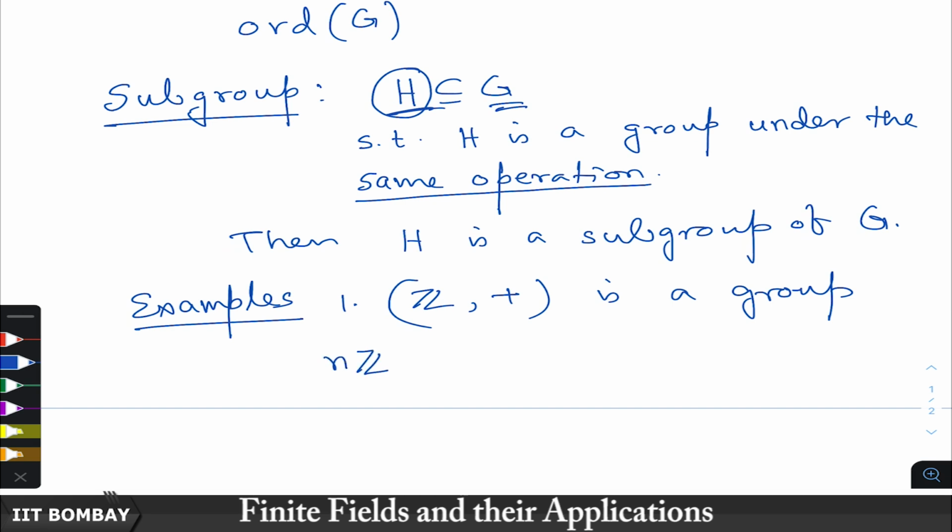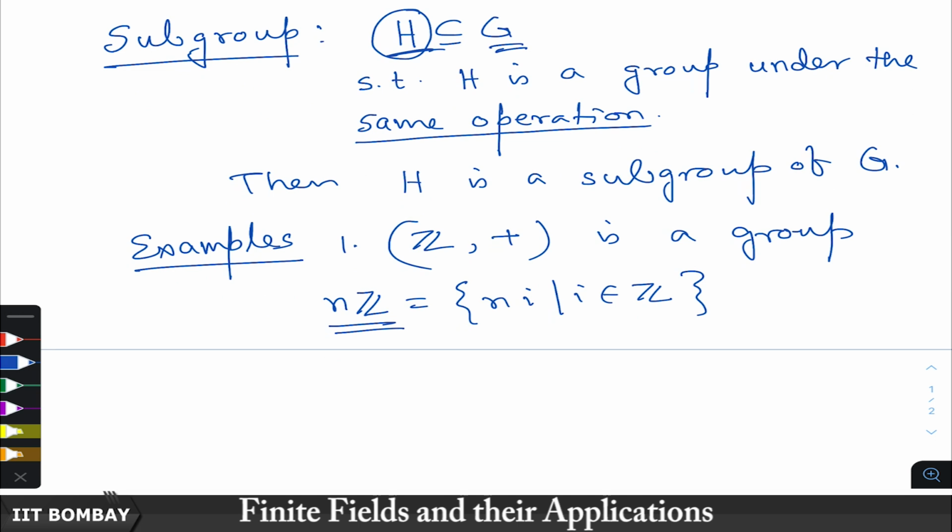So, we can take nZ, n multiplied element-wise to every element in Z. This is actually a set. It is defined as n times i, where i belongs to Z. You can see that this is a subgroup of Z. Whenever H is a subgroup, we often write in this notation, H < G. This is a subset notation, but if you say less than, it means that it is a subgroup of G.